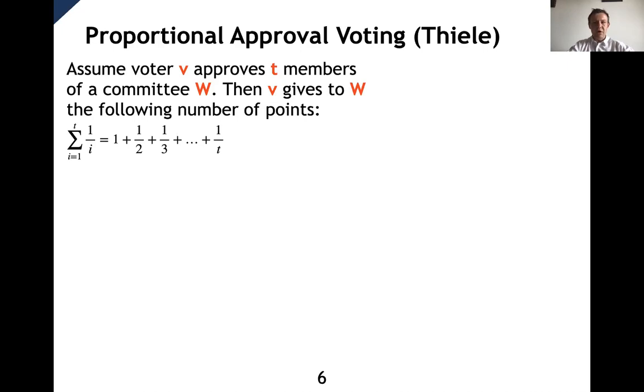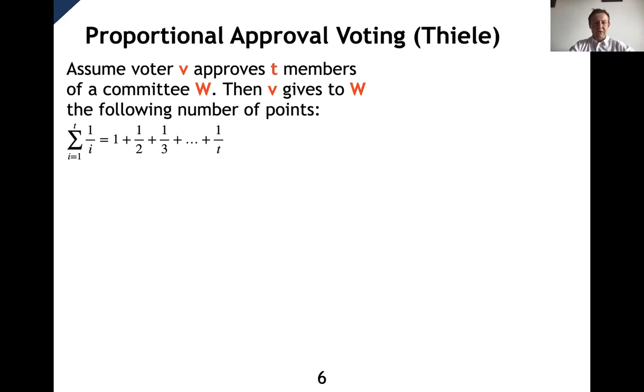So let's assume that we have a committee W at hand, and we want to compute its score. Assume that the voter V approves T members of this committee W. Then such a voter assigns the following score to this committee. It equals 1 plus 1 over 2 plus 1 over 3, and so on up to 1 over t.